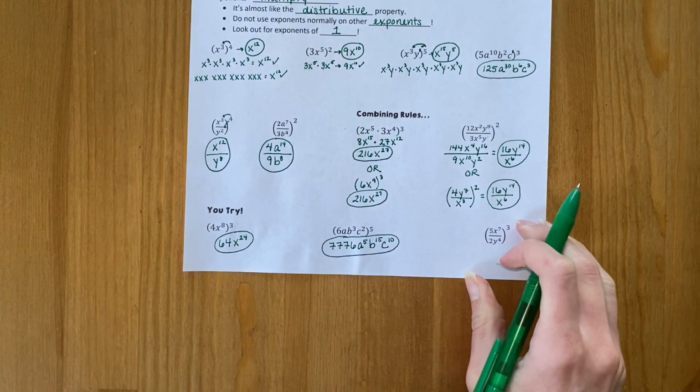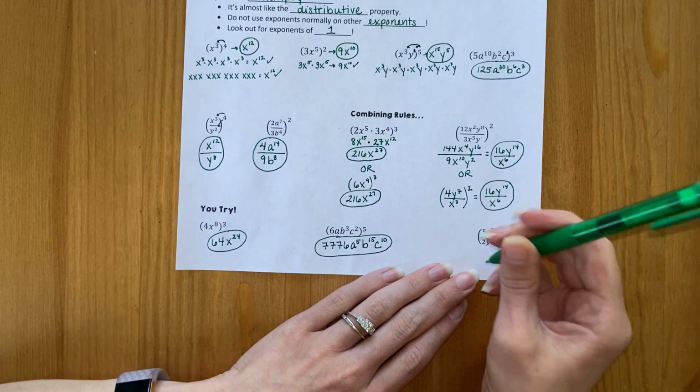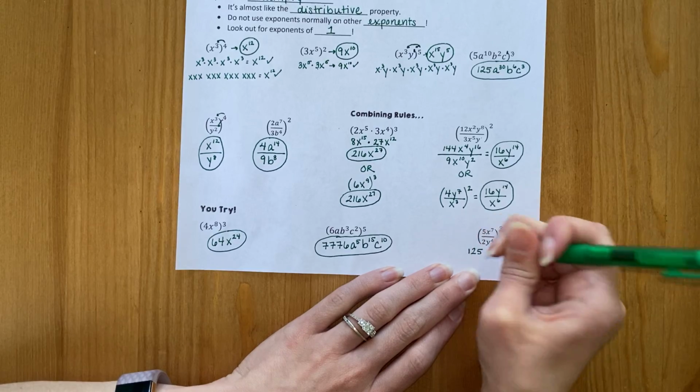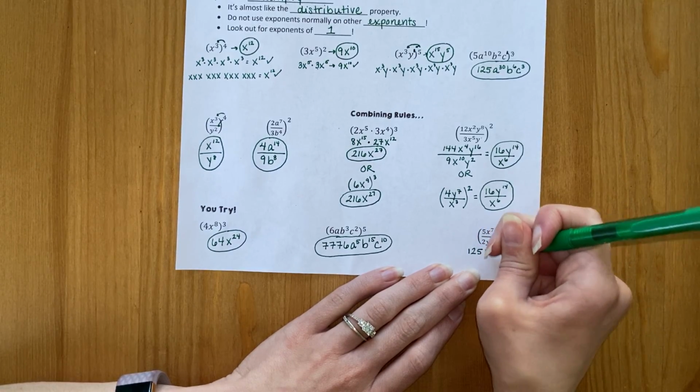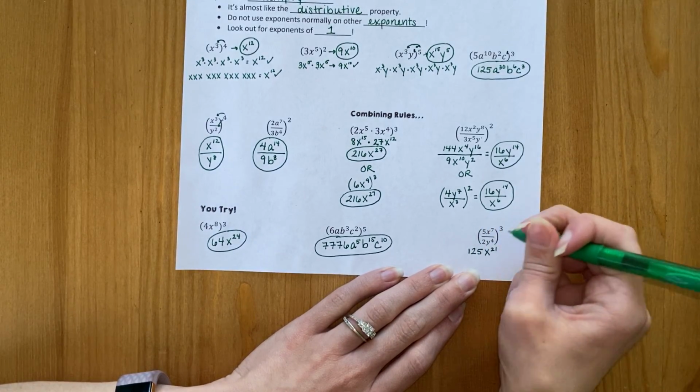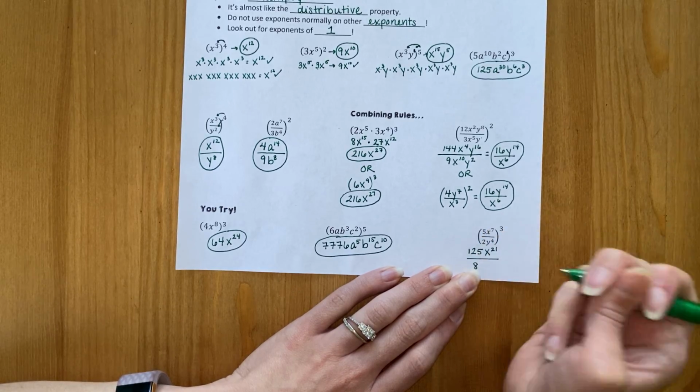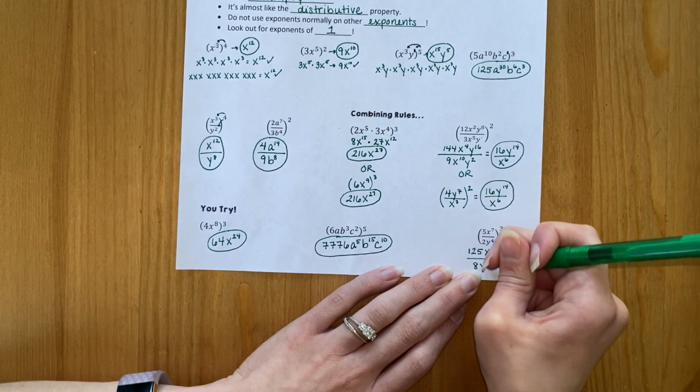And last but not least, over the division, 5 to the 3rd power is 125. 3 times 7 is 21. 2 cubed is 8. And 3 times 4 makes 12.